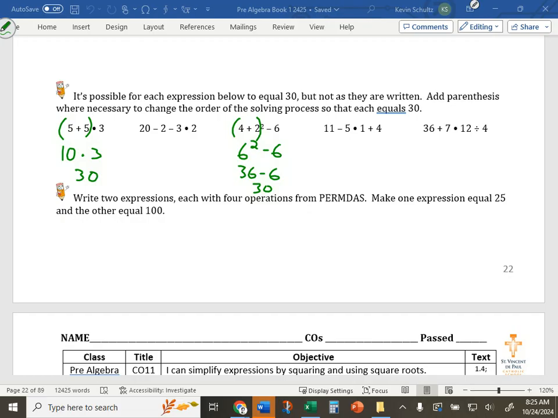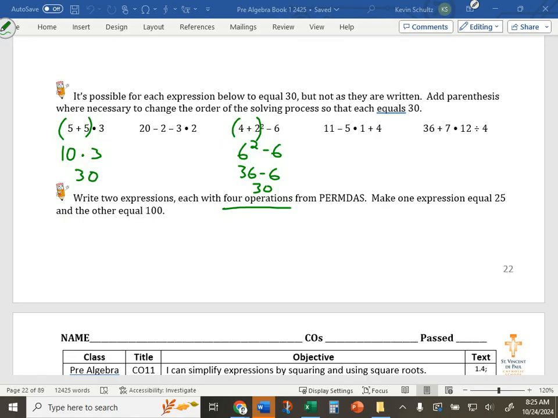So it might be a little bit of trial and error, okay? Where can I put parentheses here to make this equation work out to equal 30? And then finally, at the bottom it says write 2 expressions, each with 4 operations from PEMDAS. Any 4, and you can use parentheses, even though they're not an operation, they can count as one of your 4. Make one expression equal 25 and the other equal 100. So 2 expressions using any operations that you want to, but you have to use 4 of them. One expression has to equal 25 when you solve it, and the other one equals 100.